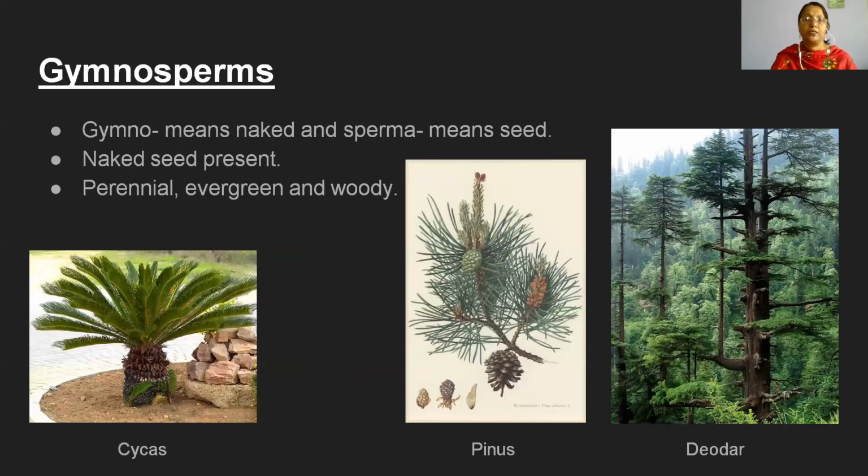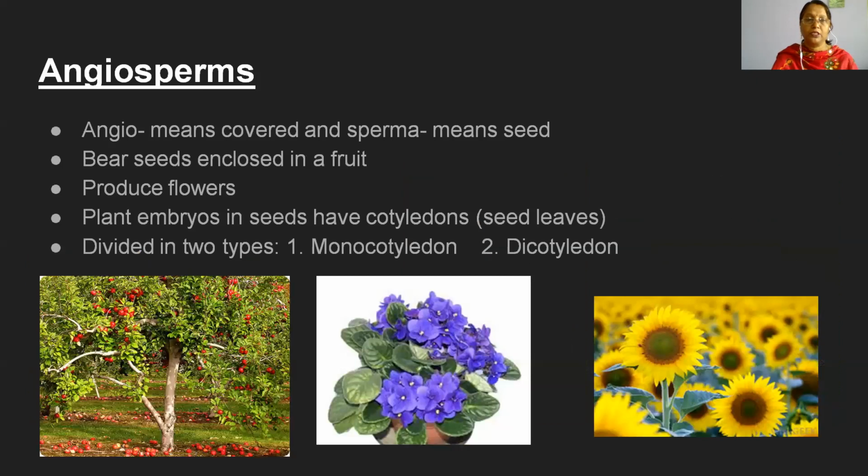Now the next division is gymnosperm. Gymnos means naked and sperma means seed. That means the seeds are naked, and we can see the seeds with our direct eyes. They are not enclosed within fruits, and they are perennial, evergreen, and woody. Some examples you can see are cycas, pinus, deodar, cedar, etc. They come under the gymnosperms.